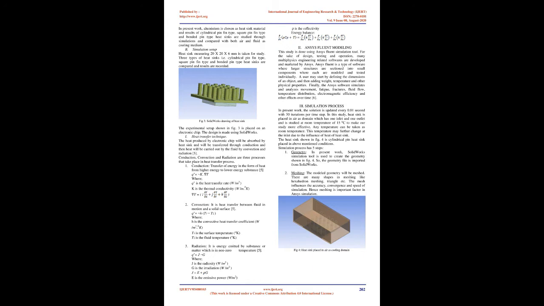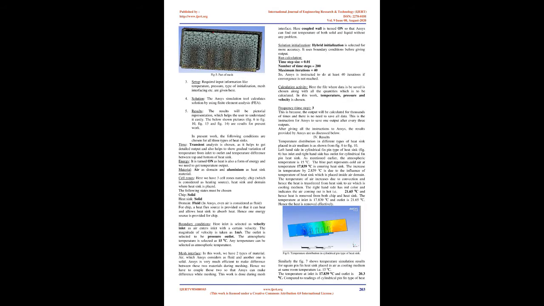1. Geometry. In present work, the SolidWorks tool is used to create the geometry shown in figure 4. So, the geometry file is imported from SolidWorks. 2. Meshing. The modeled geometry will be meshed. There are many shapes in meshing like hexahedron meshing, triangle, etc. The mesh influences the accuracy, convergence, and speed of the simulation. Hence meshing is an important factor in Ansys simulation. Fig 4. Heatsink placed in air as cooling domain. Fig 5. Part of mesh.